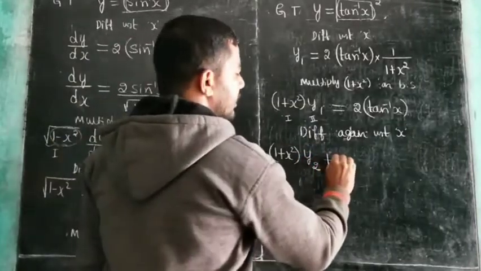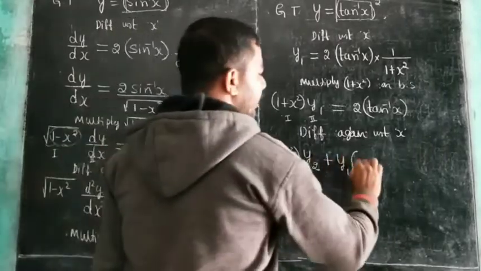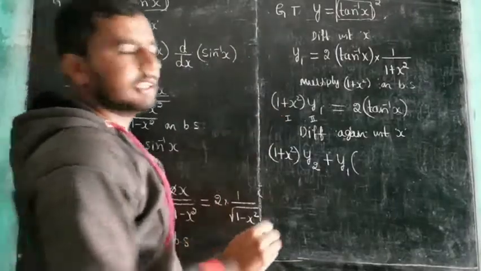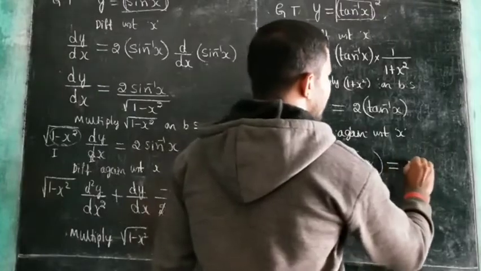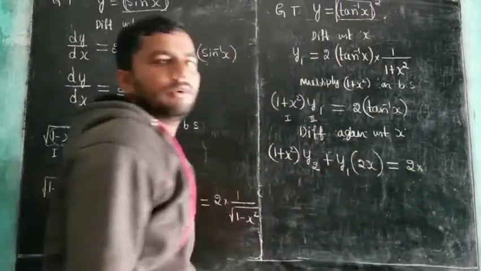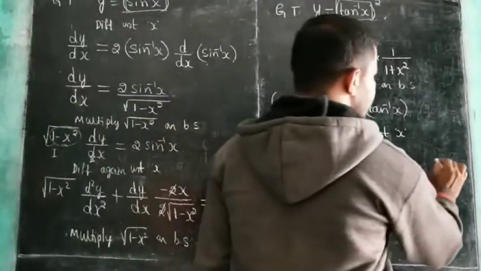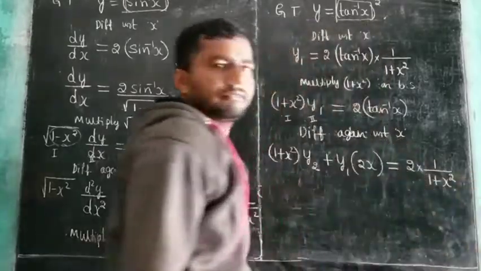Plus, take second function y1. Write the derivative of first function. The derivative of 1 is 0 plus the derivative of x square is 2x. That value is equal to 2 into the derivative of tan inverse x, because 2 is a constant. The derivative of tan inverse x is 1 divided by 1 plus x square.